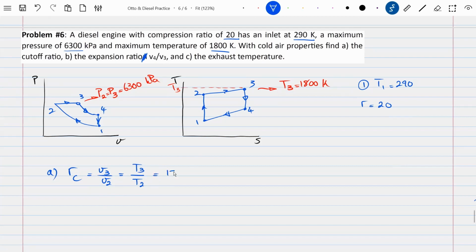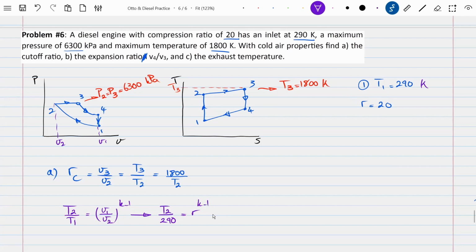It is 1800. T2, again, initially, I don't know, but you guys are pros by now. You know how to find T2, so let's do it. Easily relate T2 to T1 through the isentropic process. T2 to T1 is going to be V1 to V2 raised to K minus 1. So T2 over 290 Kelvin is equal to, now V1 to V2 is the compression ratio. So R raised to K minus 1. For us, that is 20 raised to 0.4.